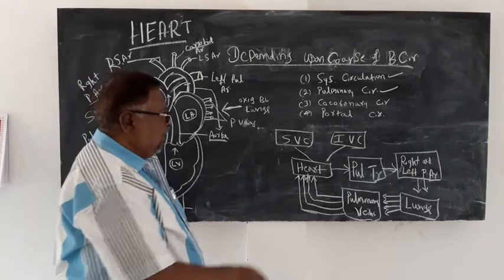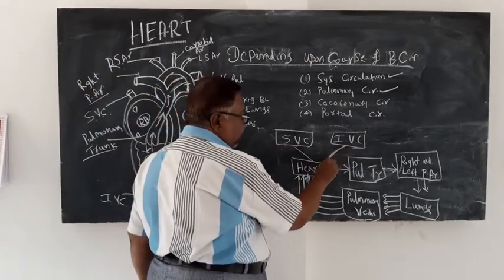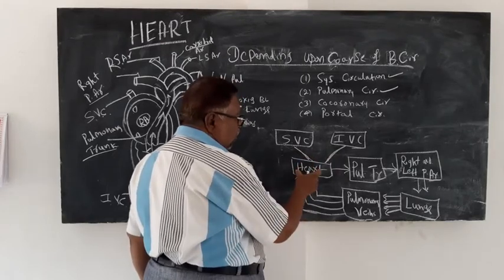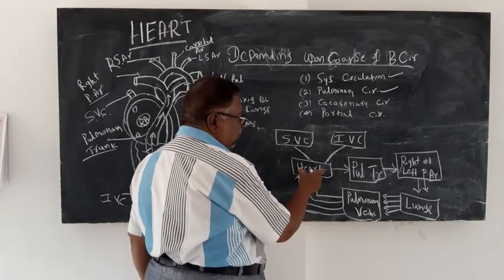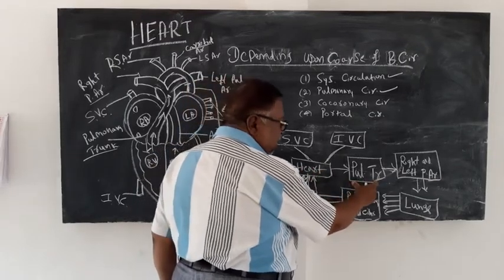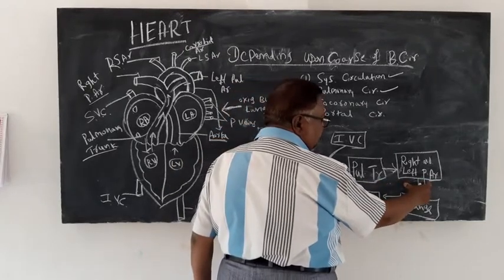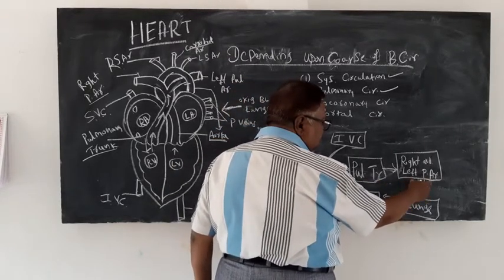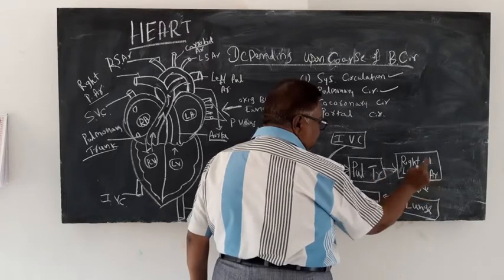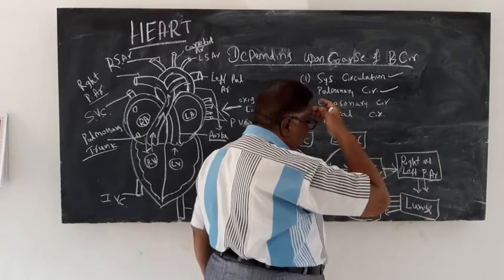I will explain the chart. The superior vena cava and the inferior vena cava bring the blood to the right side of the heart, the right auricle of the heart. And from the heart, the blood is pumped into the pulmonary trunk. From the pulmonary trunk, it goes to the right and the left pulmonary arteries. The venous blood moves in the arteries, pulmonary arteries. So from there, it comes to the lungs for purification.